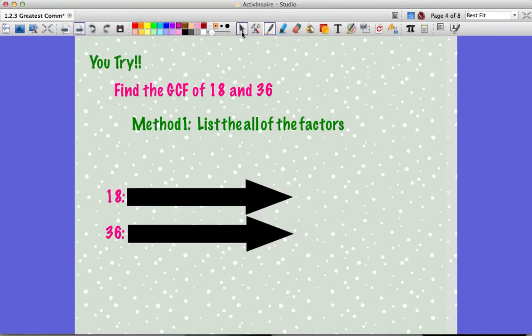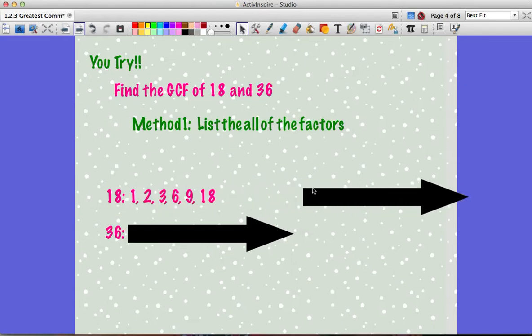Okay, so now I would like you to try on your own. I want you to list the factors of 18 and 36, and I want you to find the greatest common factor. Using this method means that you need to be very good at knowing all of your factors and finding all of the factors of a number. So this might not be a method that a lot of you choose, and that is okay. But please take a moment now to pause and try this problem on your own. When you come back, we'll go over your answer.